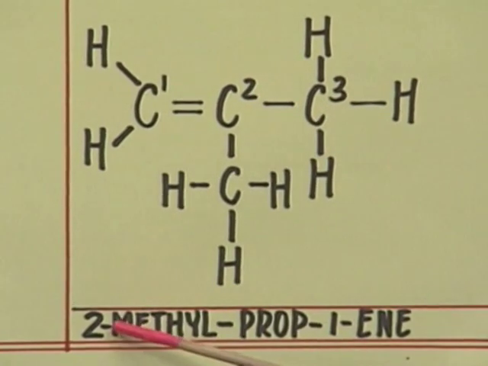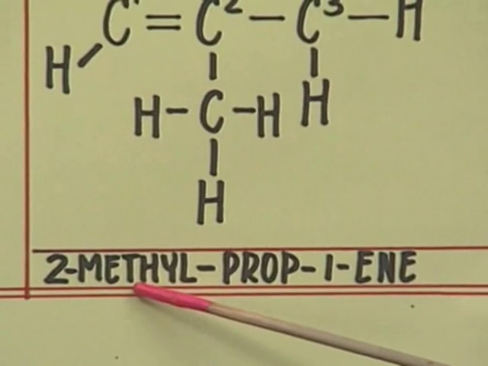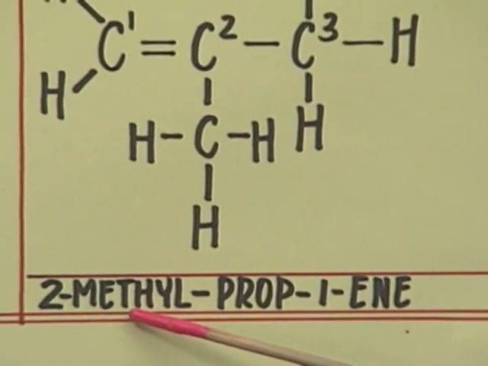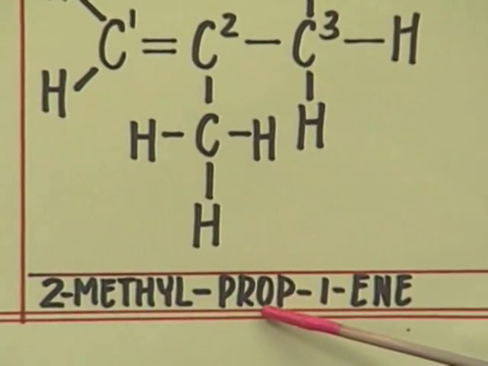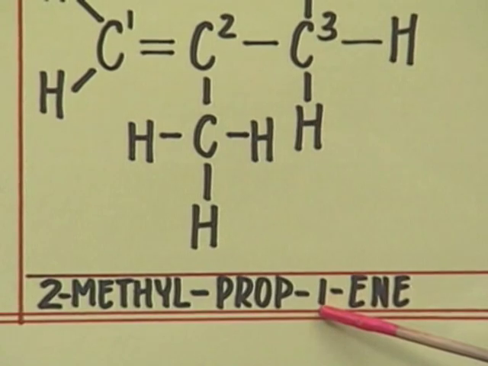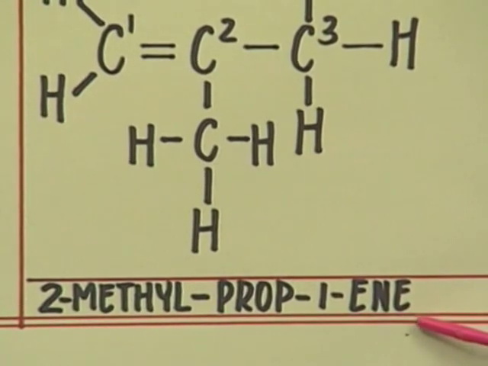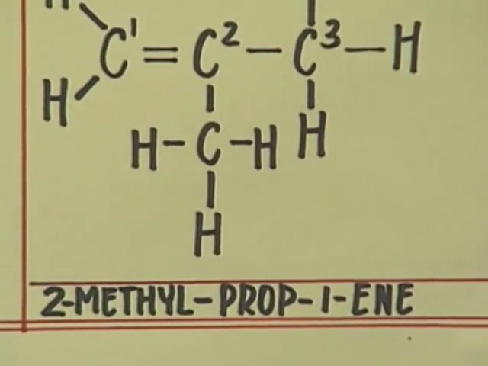It will be 2, for the number of the carbon atom on which substitution takes place. Then methyl, which indicates the group substituted on that carbon atom. Prop, indicating that we have 3 carbon atoms in the main chain containing the functional group. 1, indicating that the double bond follows after the first carbon atom. And ene, indicating that the compound contains a double bond, so we have an unsaturated compound.